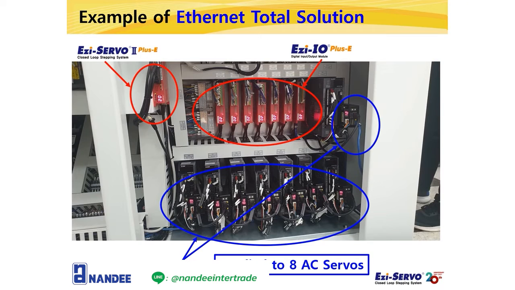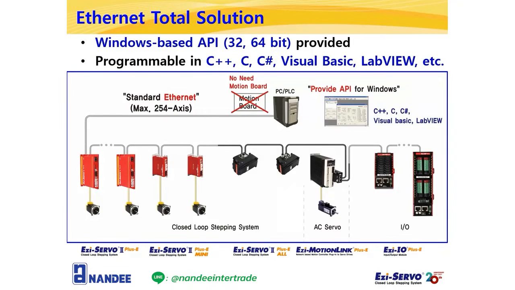In the case of a small machine like this, if you use EZ motion link, you can control AC servo, stepping motor, I/O module with FASTECH's API. You don't need a separate motion board for AC servo. Just control with one Ethernet network. Therefore, it is possible to save costs by removing unnecessary motion boards and reducing wiring. To summarize the product concept, it is as follows.